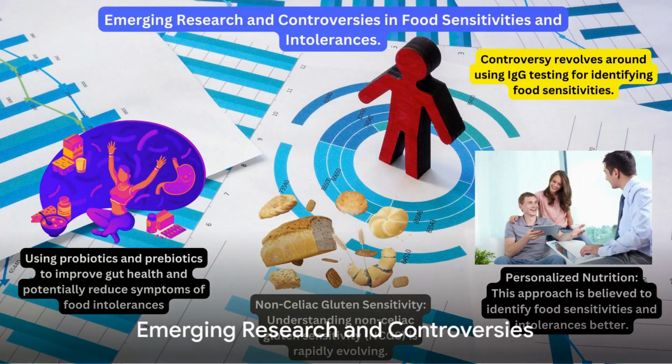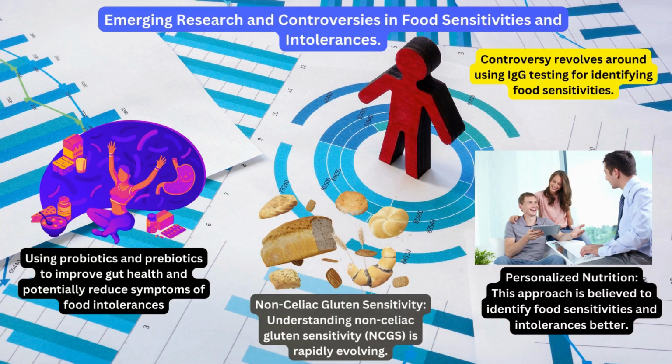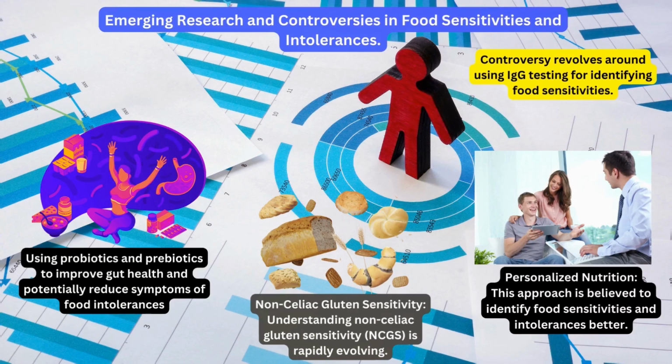In this last section, let us take a look at the emerging research and controversies in food sensitivities and intolerances. There is a lot of focus in the scientific community on use of probiotics and prebiotics to improve gut health and potentially reduce symptoms of food intolerances. Another area which has a lot of attention is personalized nutrition. This approach is believed to identify food sensitivities and intolerances better.